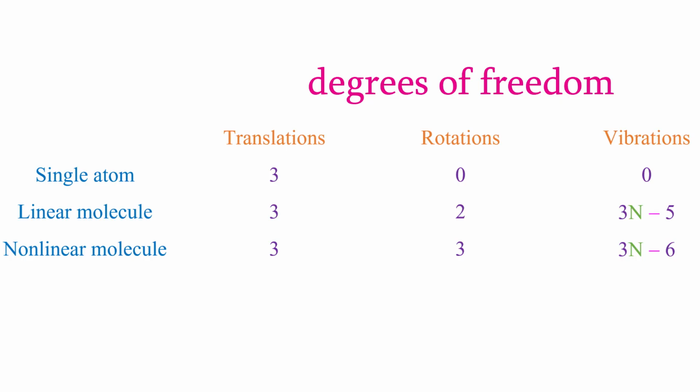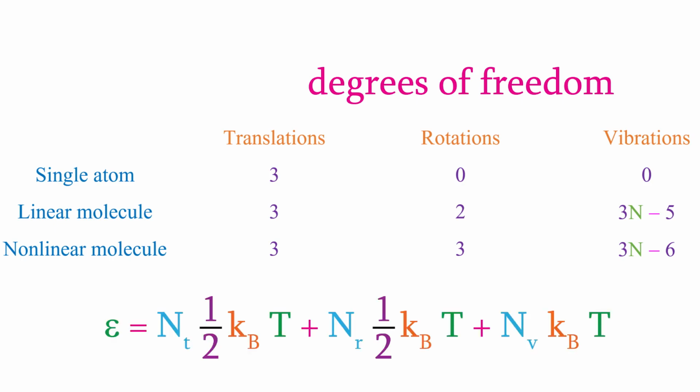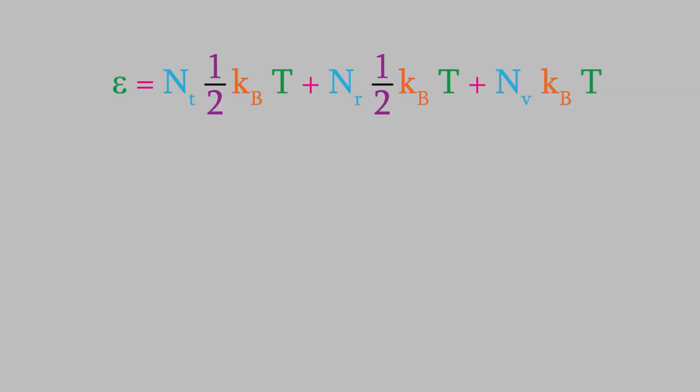So, here's a summary of the number of degrees of freedom for translations, rotations, and vibrations for different kinds of atoms and molecules. If we combine this with the energy for each type of motion, we get this equation for the overall energy of the molecule due to different forms of motion. We can simplify the equation a bit by factoring out 1/2 k_B times T, which gives us this equation.